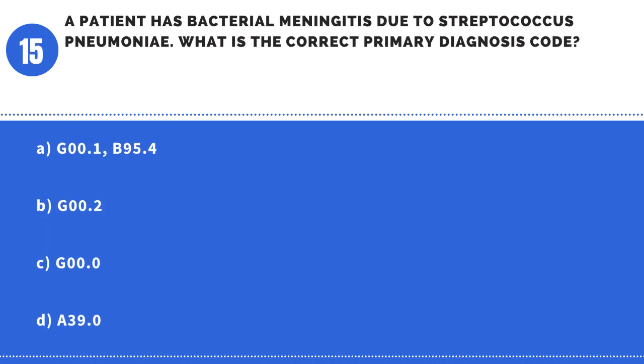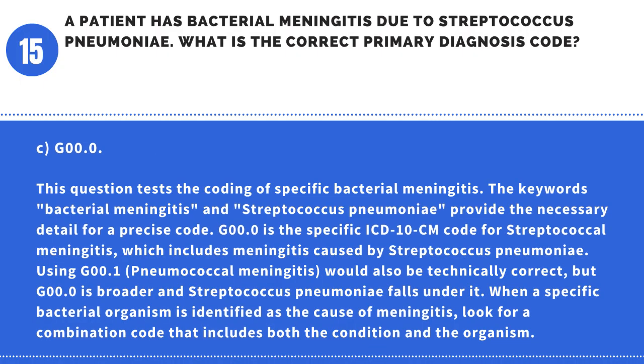Question 15. A patient has bacterial meningitis due to Streptococcus pneumoniae. What is the correct primary diagnosis code? A. G00.1, B95.4. B. G00.2. C. G00.0. D. A39.0. Answer C.